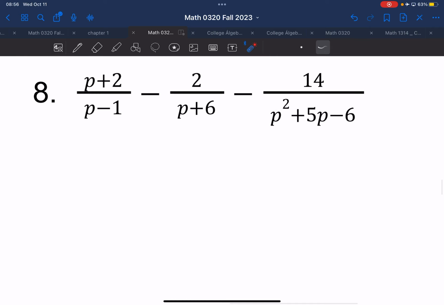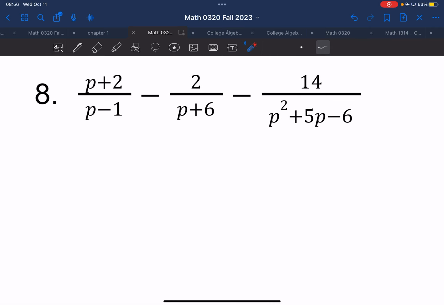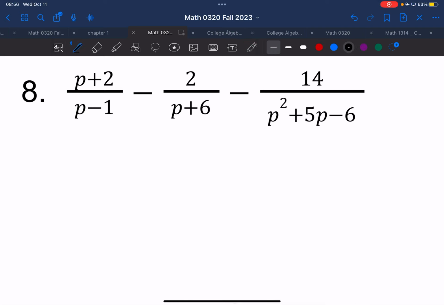What's different about number 8 versus everything else? We no longer just have 2 fractions, we have how many? 3, meaning we have to get a common denominator between all 3 fractions. So right away, your eyes should be looking at which fraction, 1, 2, or 3? 3. Why should it look at 3 first? It's a factor. Good, because this is a trinomial that can be factored. And how would we factor this?